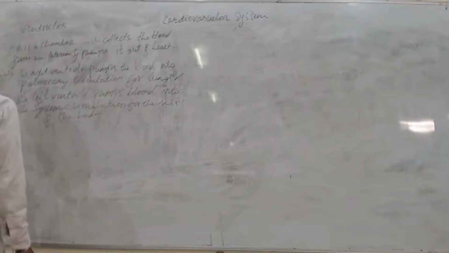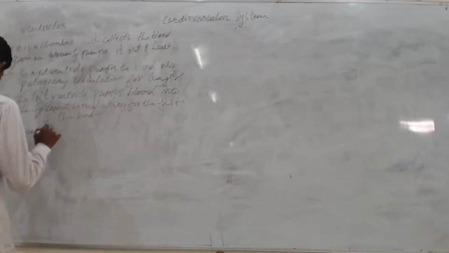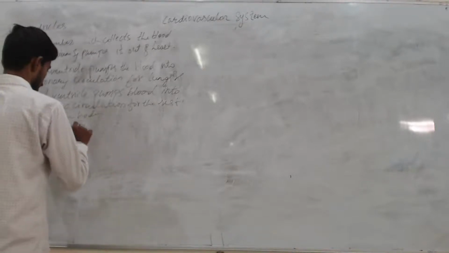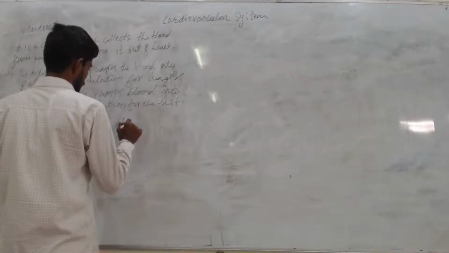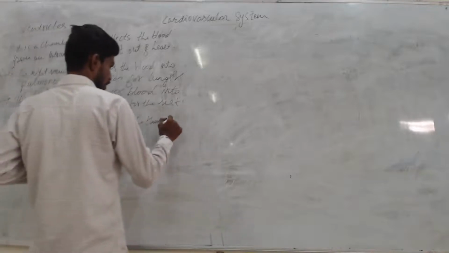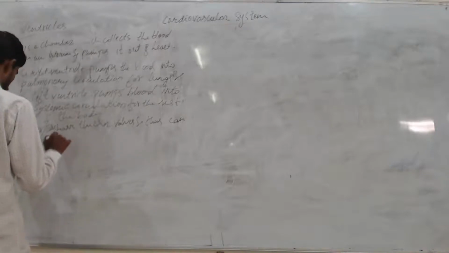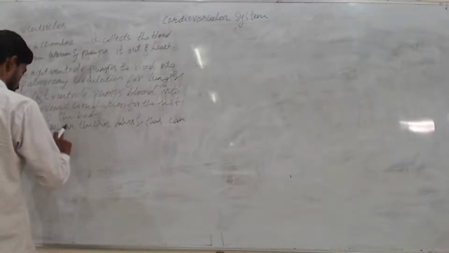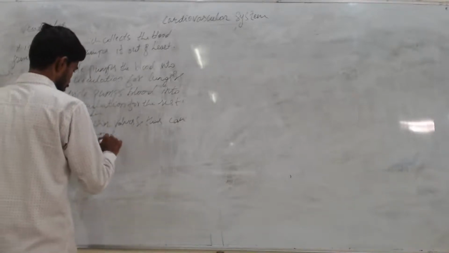And ventricles have thicker walls than the atria and thus can create a higher blood pressure.